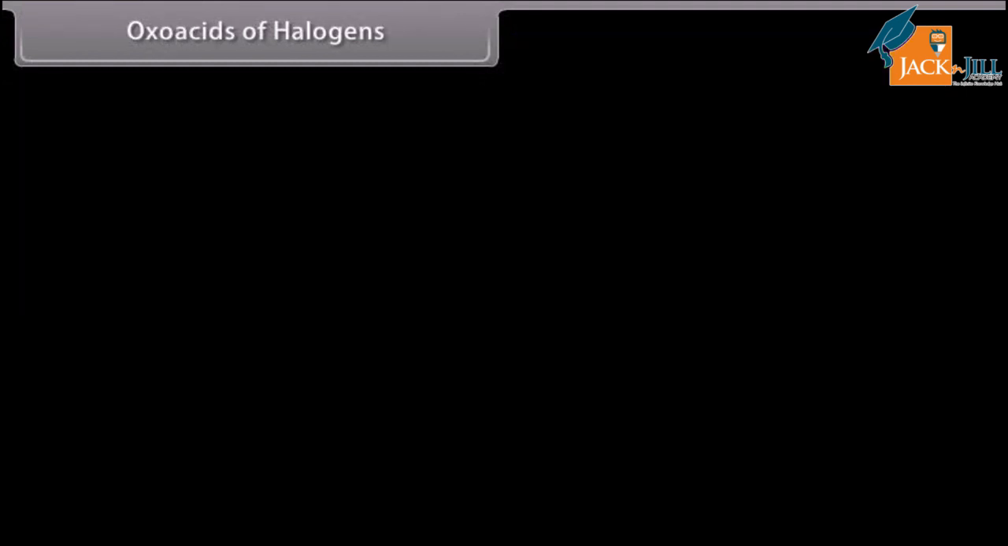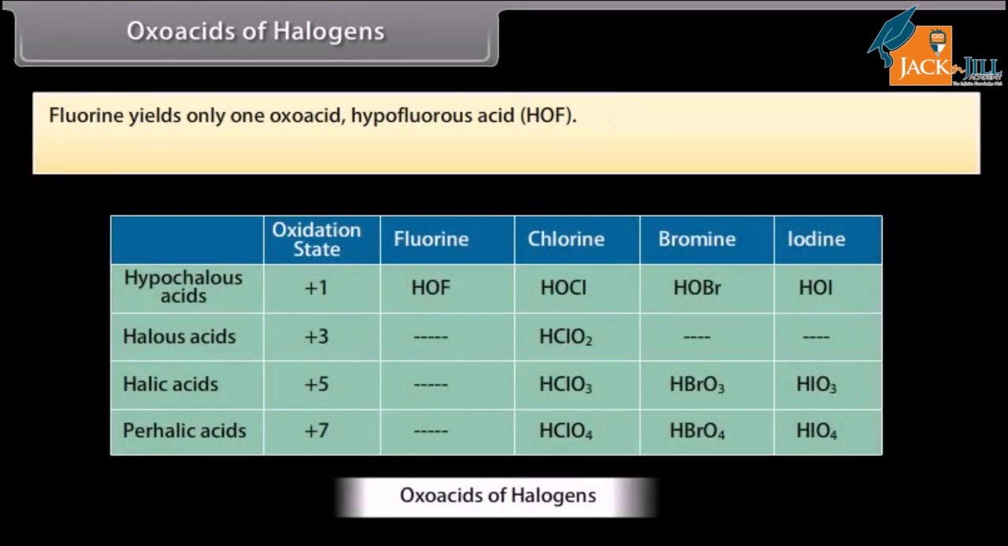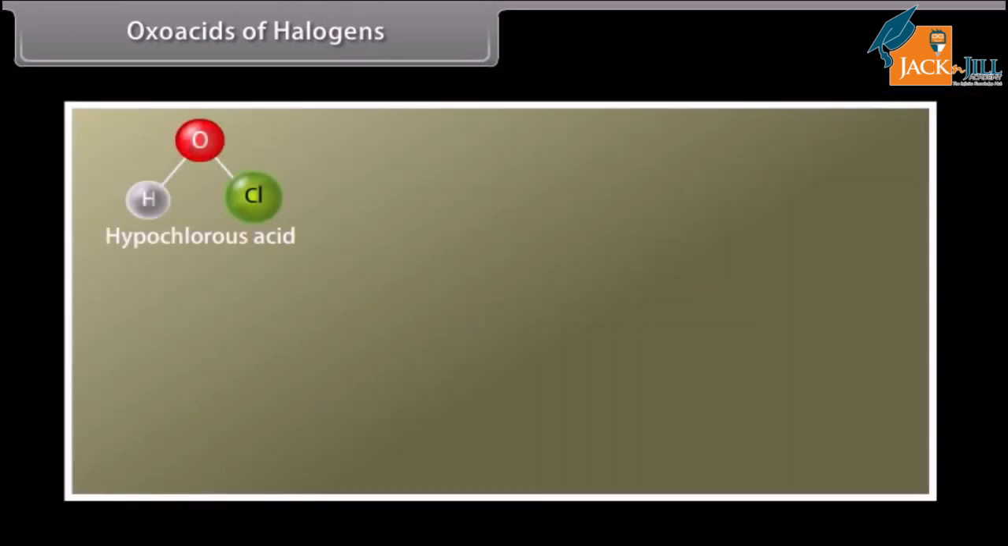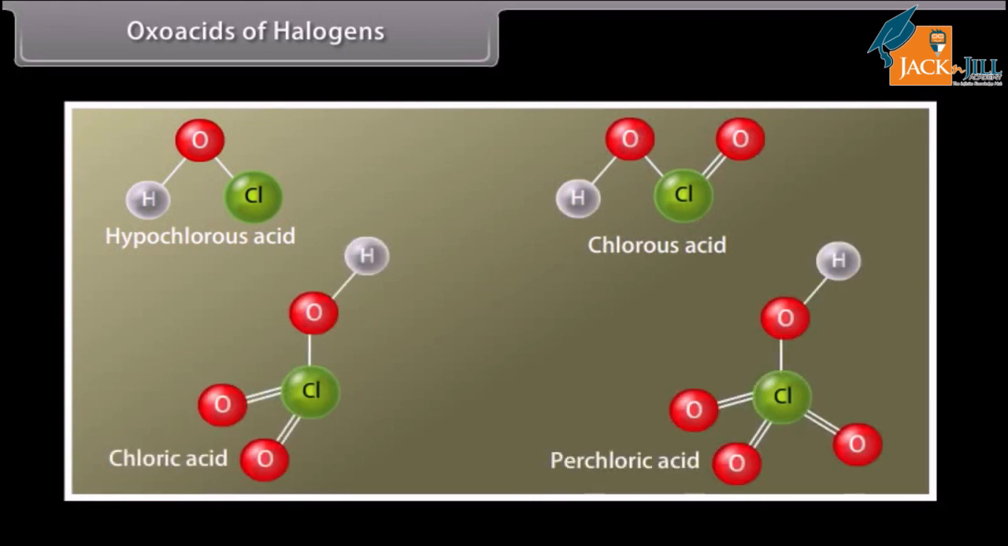Oxoacids of halogens. Fluorine yields only one oxoacid, hypofluorous acid. Chlorine, bromine, and iodine form 4 series of acids with formulas HOX, HXO2, HXO3, and HXO4. Many of these are known only in solutions or as salts. The oxoacids of chlorine are hypochlorous acid, chlorous acid, chloric acid, and perchloric acid.